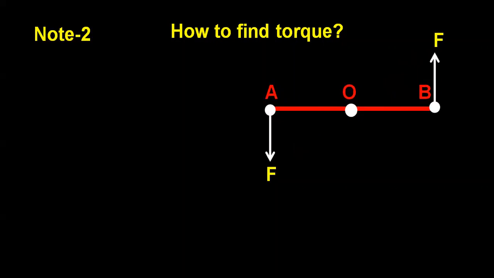Again, the same diagram I have pasted here. So O happens to be the fixed point. The couple produces a torque here. And you know, a couple is basically the combination of two forces.